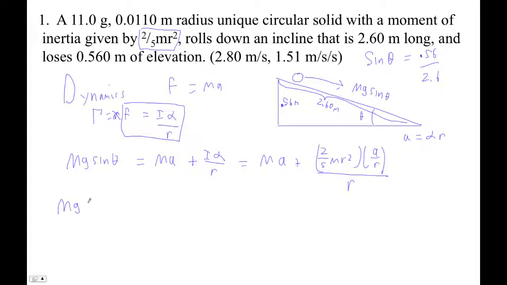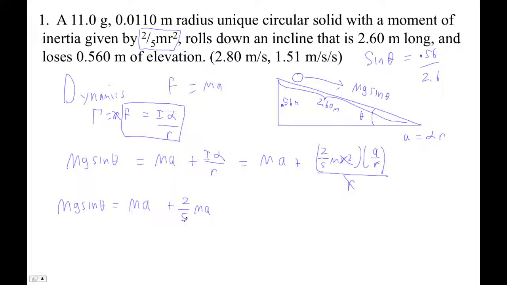So now we've got mg sine theta is equal to ma plus, what do we got here? Let's look at what happens. R cancels R. And then we have one R left, and that cancels this guy. And so it's ma plus 2/5 ma. So it's ma to accelerate it translationally, and then it's 2/5 of ma. It's a little easier to rotate it than to translate it, which is interesting.